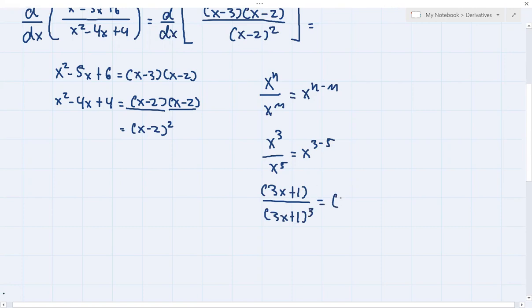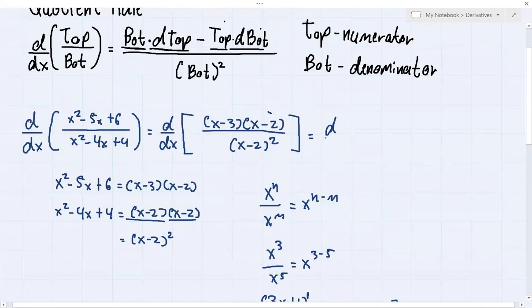So, we have 3x plus 1 raised to the exponent of the numerator, which is 1, minus the exponent of the denominator, which is 3. Minus 3. Okay? So, therefore, we have 3x plus 1 raised to negative 2. Then you can turn it into a fraction, or reciprocate it if you don't want a negative exponent. So, we will have 1 all over 3x plus 1 raised to 2. So, that's all there is to it. Let's take it slow, okay?